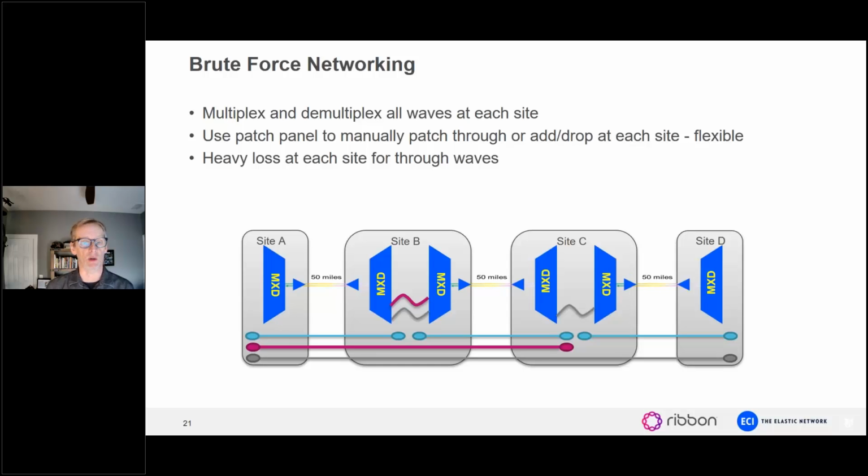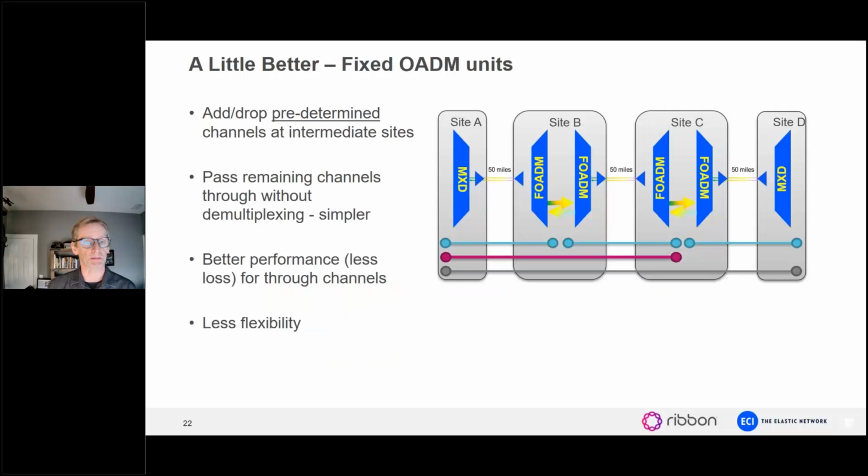This is basically like chaining a bunch of point-to-point systems together, or a manually done OADM system. It's cheap, but I have to do a lot of manual stuff, and I get very heavy loss at sites B and C for any wavelengths that need to go through those sites. Every time I go through a mux demux, there's loss. I don't like loss. Loss limits my distance.